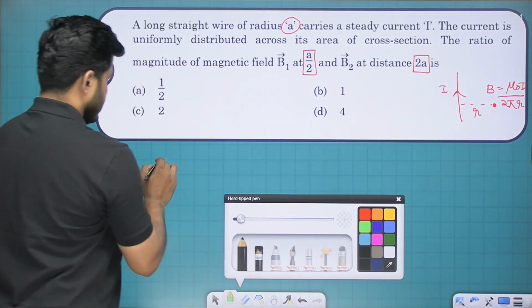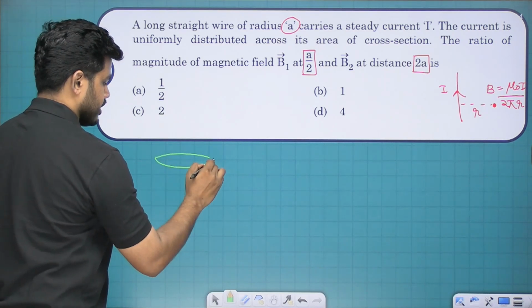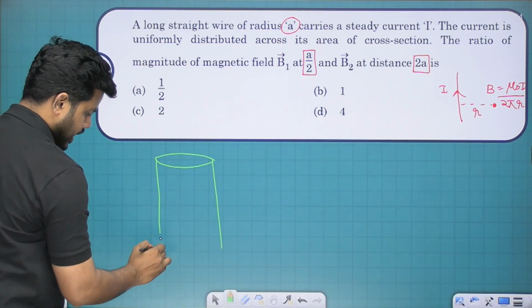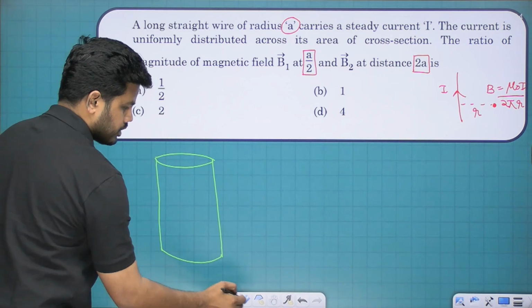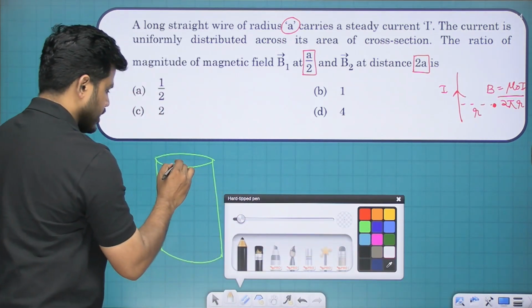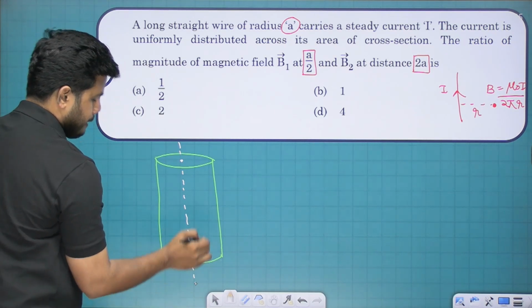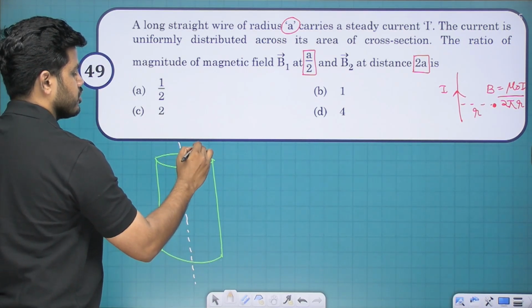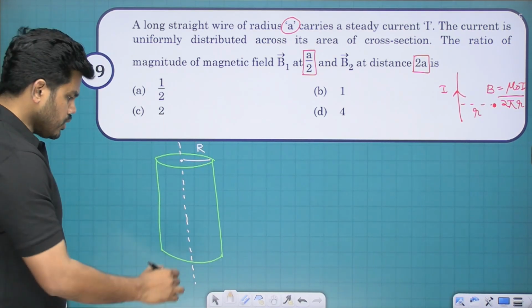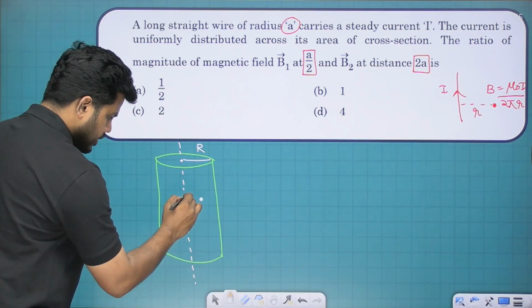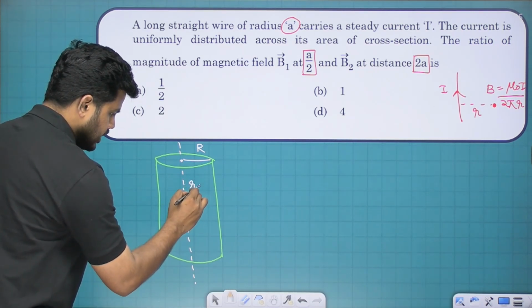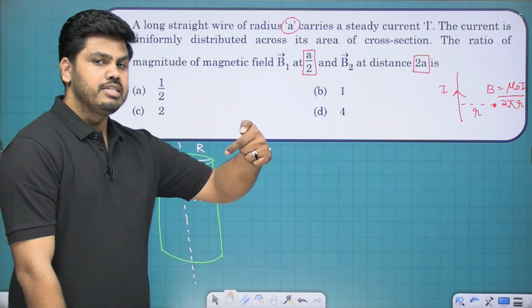Look at this. We have a current carrying conductor. We are going to apply Ampere's circuital law to find the magnetic field at a point inside the conductor. Let me take the cross-sectional radius as capital R. Let me consider a point here at distance R by 2. So that point is inside the wire.